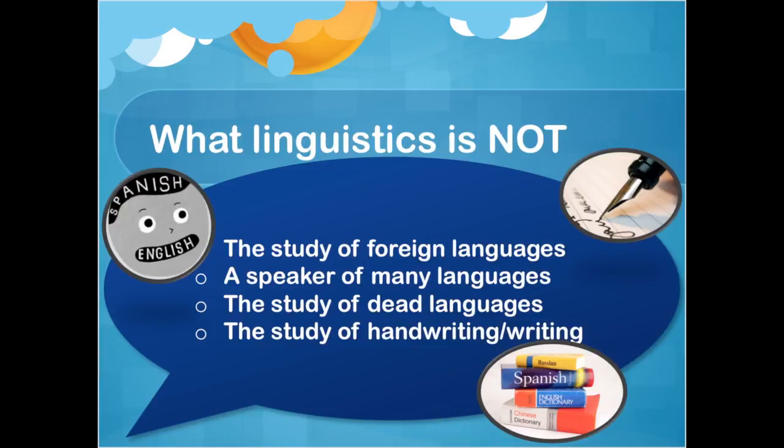So, things that forensic linguistics is not that are commonly believed by a lot of people. It's not the study of foreign language. A lot of people believe that it has something to do with language in that sense, but it has nothing to do with a speaker of many languages or the study of dead languages. Just pretty much anything to do with broad generalization of language isn't really classified as forensic linguistics.